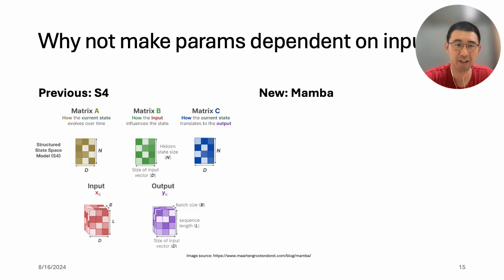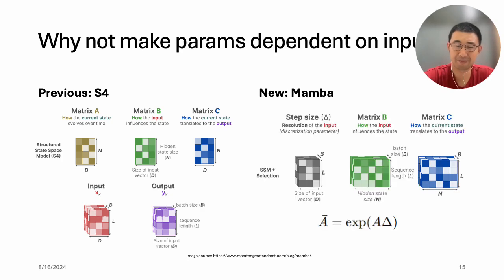We also have the inputs xk and yk, where within a batch we have a number of inputs, and every input is of the length of the sequence times d, the dimension of the input. So the authors say, well, you know what? Let's make these matrices dependent on what we're seeing in the input. So this is what they did. They made three variables, the step size delta, the matrix B, and the matrix C, all input dependent.